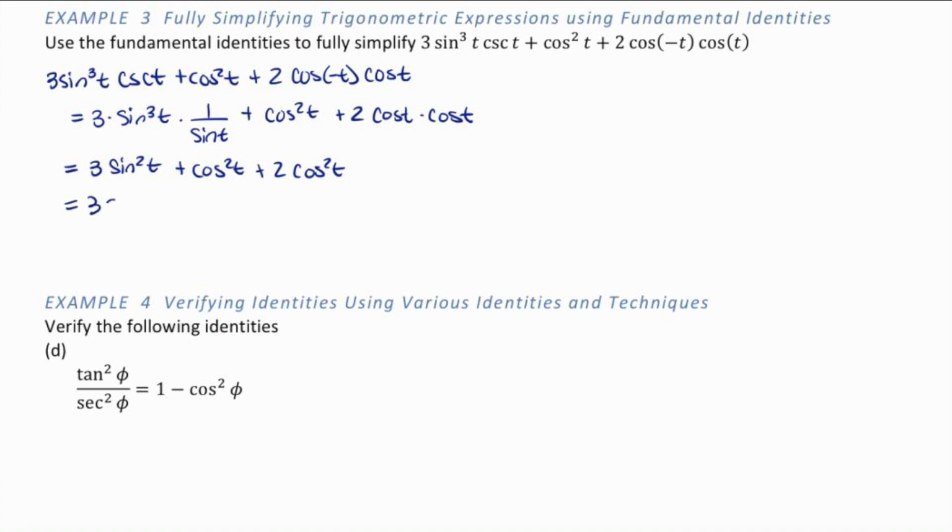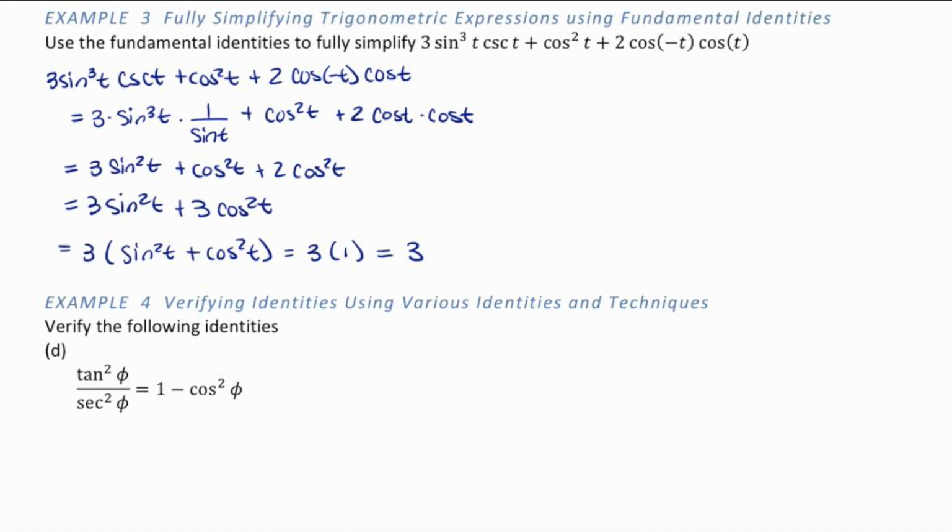So this becomes 3 sine squared t plus 3 cosine squared t. Both terms have a 3 in common, so let's factor that out. And what can I do here? Sine squared of t plus cosine squared of t. That's the basic Pythagorean identity. That's just 1. So this is 3 times 1, which is just 3. And at this point, we can't simplify any further.